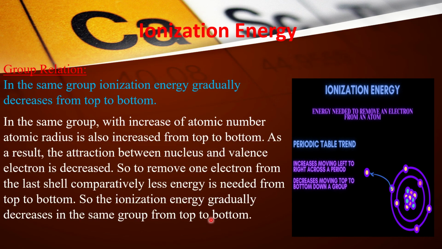So in the same group, with increase of atomic number, atomic radius is also increased from top to bottom. Last class we had learnt this. As a result, the attraction between nucleus and valence electron is decreased. I told it. So to remove one electron from the last shell, comparatively less energy is needed from top to bottom. So the ionization energy gradually decreases in the same group from top to bottom.